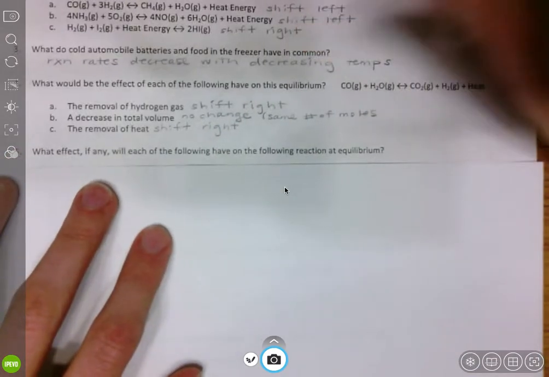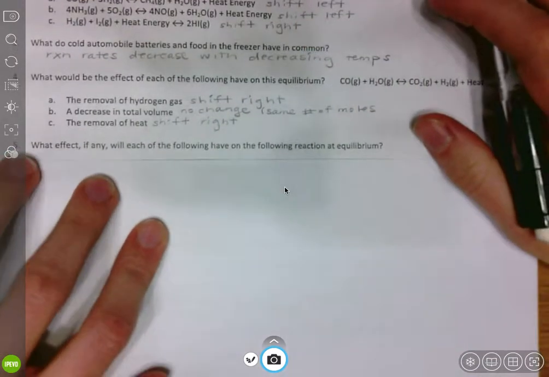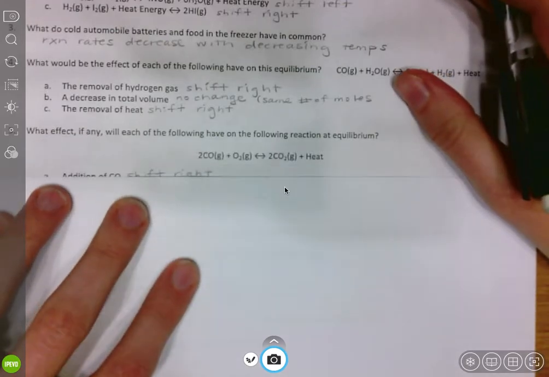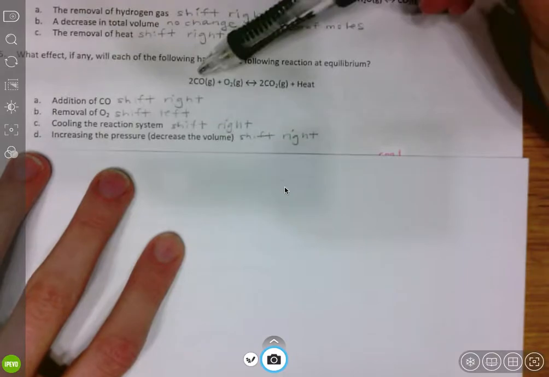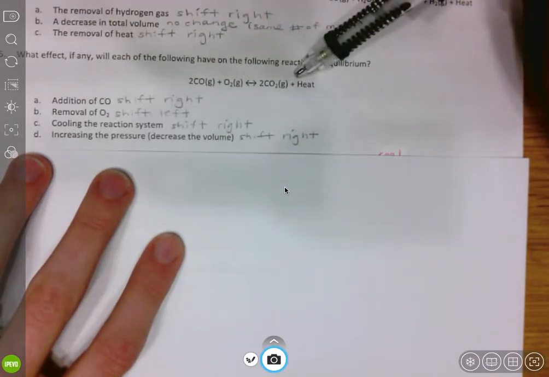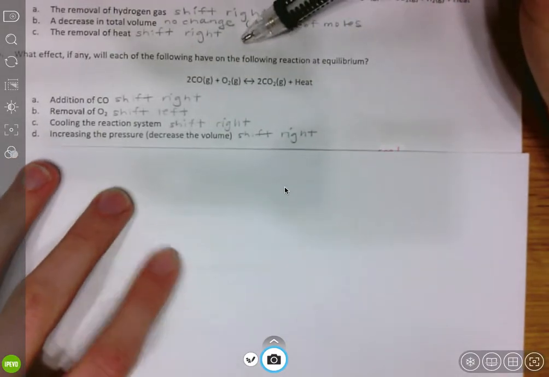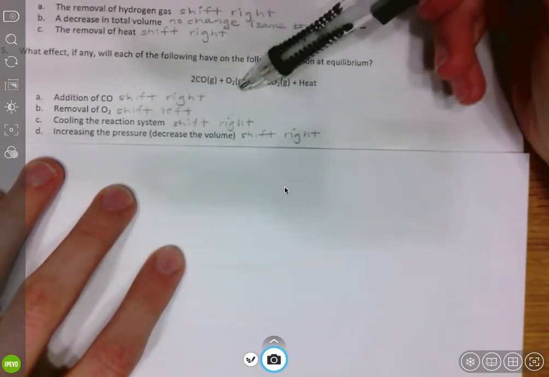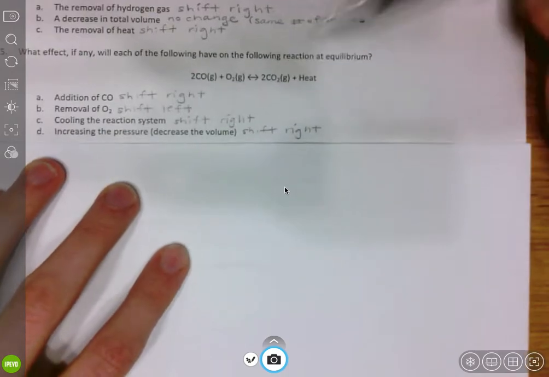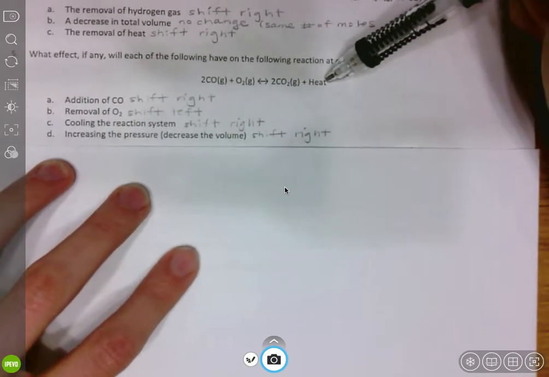What effect, if any, will each of the following have on the following reaction at equilibrium? Okay, here we go. We have gas, gas, and a gas, so this is a homogeneous equilibrium. We have 3 moles of gas on this side and 2 moles here. And it's exothermic because we're producing heat.